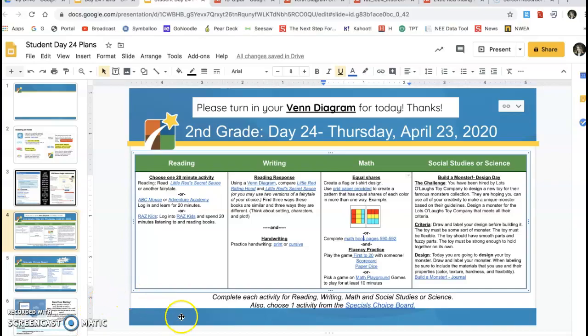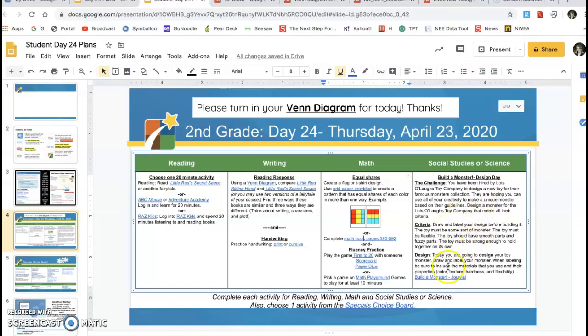All right. For science today, you have a special task ahead of you. Today you will be designing a monster. Now, not a real monster, but a monster made out of materials. You have been hired by a toy company to create a monster that meets these requirements.